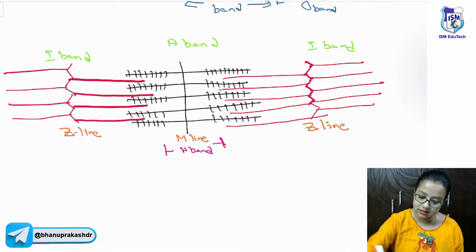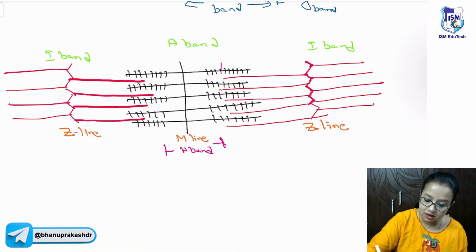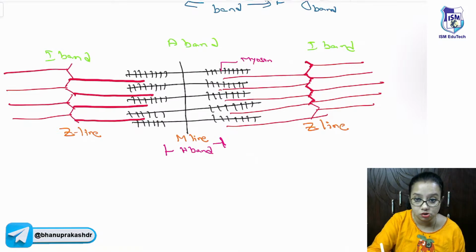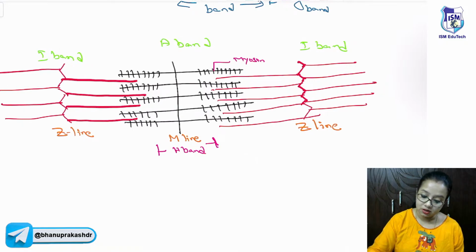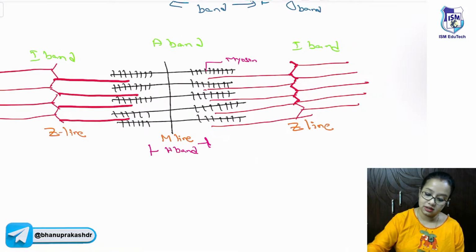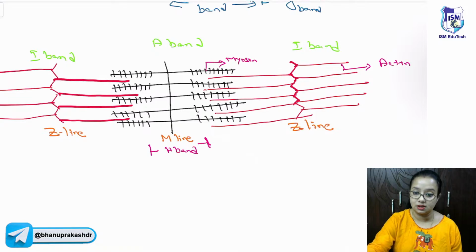So it is the area that has the myosin filament, which is also called the thick filament, and it makes up the A band. That's why it is very thick, and the refractive index is high. It means not so high, it is darker. Whereas on either side of the A band, it is made of the actin filament or the thin filament.